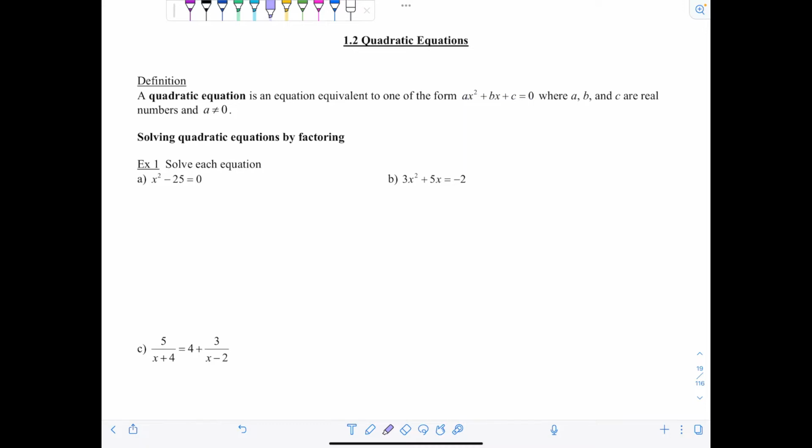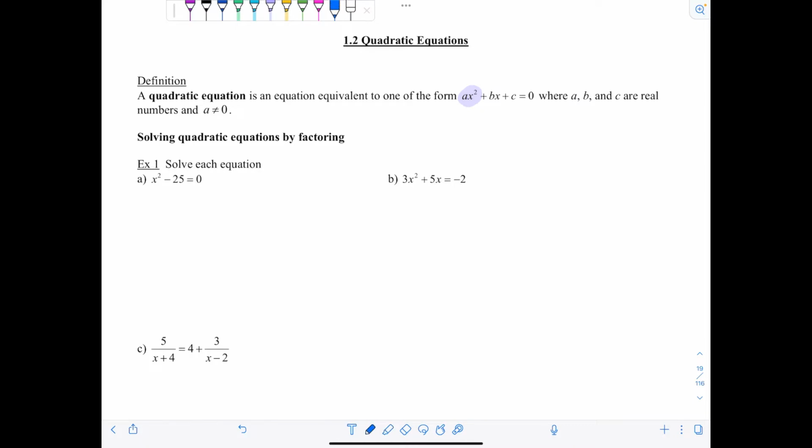The difference from the equations we solved in the last lesson is that now our variable is going to be squared, not just to the first power. That's what makes it a quadratic equation. We're going to look at two ways to solve quadratic equations. The first one is by factoring. That's the easier, more straightforward method, so you want to try factoring first.